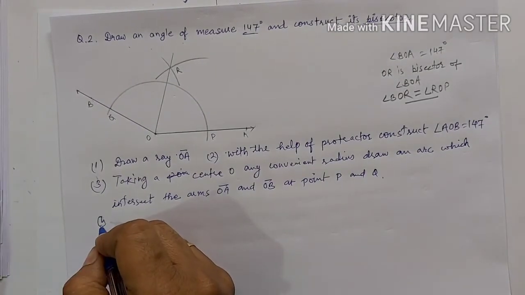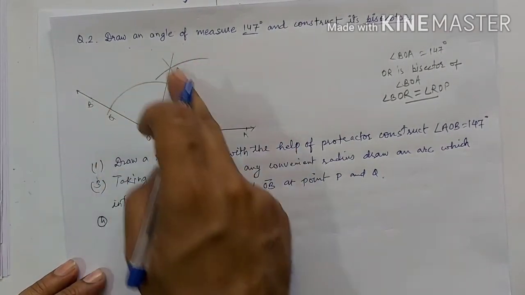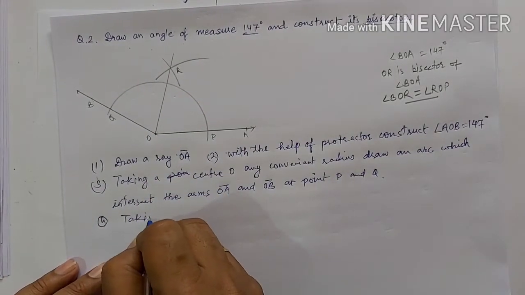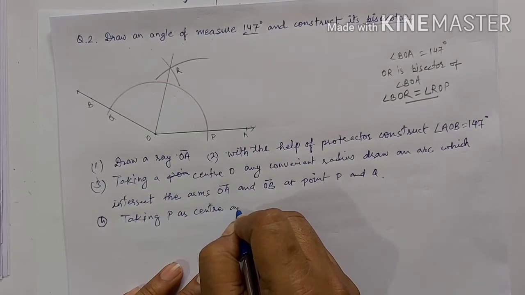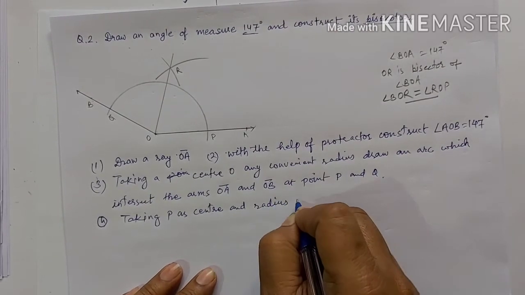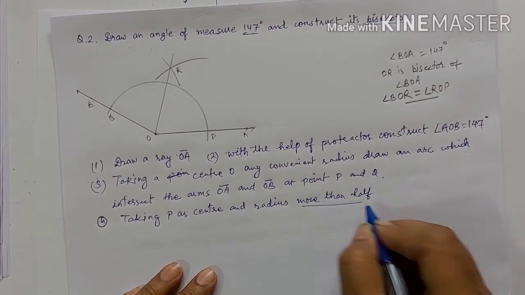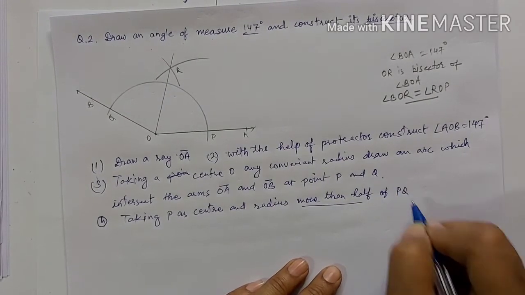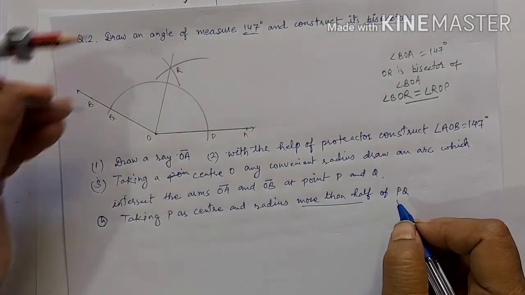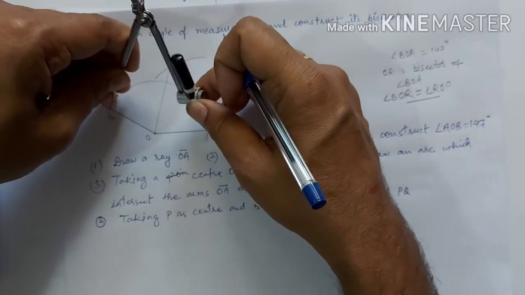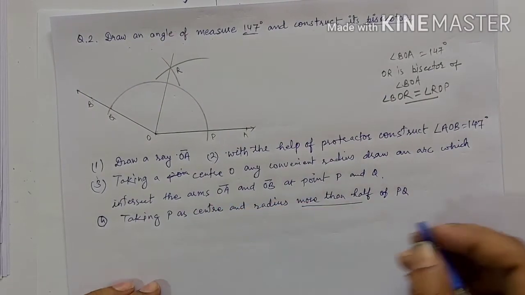Now fourth: here we take a first arc, and here is a second arc. Taking P as center and radius more than half of PQ, more than half of PQ. So first you make this PQ, and more than half, that is the angle. Okay, now draw an arc.